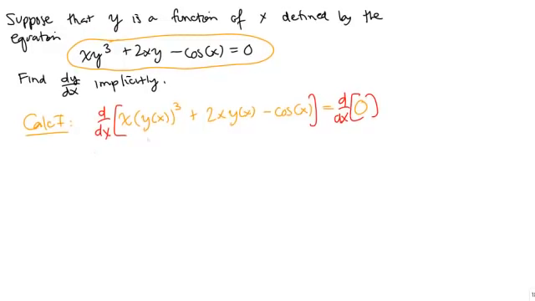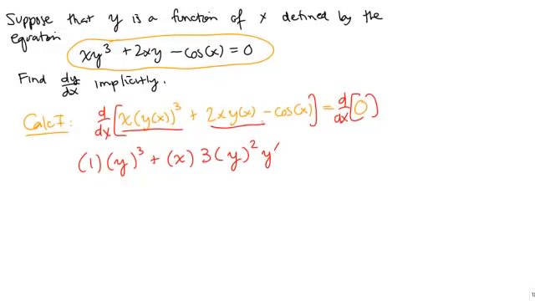Now on the left-hand side, the derivative of this first piece, we'll use the product rule. So the derivative of the first part is 1, the second part is just y of x cubed, plus the first part times the derivative of the second bit. Now the derivative of blank cubed is 3 times blank squared times the derivative of blank. The blank is the function y, so its derivative is y prime.